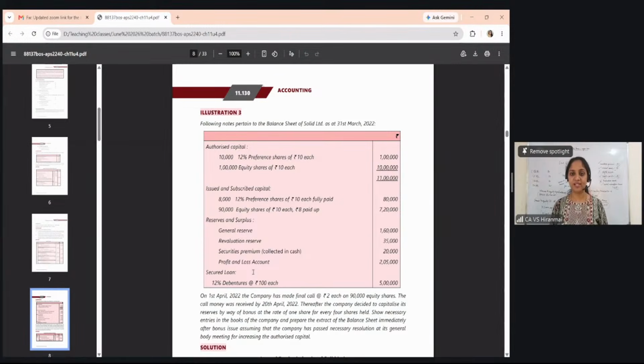Following notes pertain to the balance sheet of Solid Limited as of 31st March 2022. Okay, authorized capital is given to you, for preference shares and equity shares, but you should be careful to apply the ratios only on equity shares.